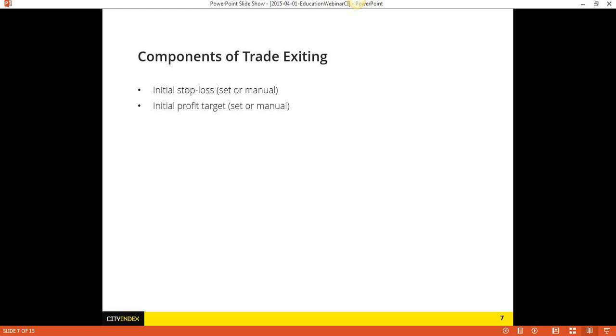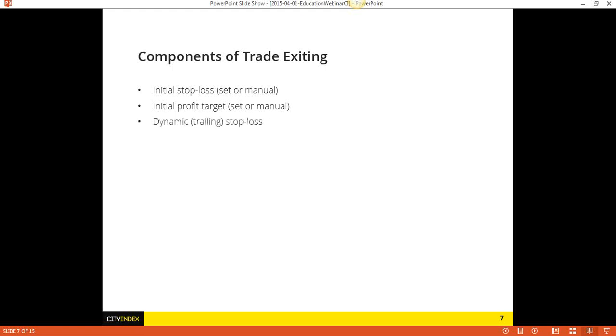But mostly it has to do with the fact that I'm trying to lock in my profits and not necessarily set a certain point at which I take all my profits. Okay. So most of the time I will not set an initial profit target, but a lot of people do. You could set this initially, or you could set a certain point at which you want to take your profit.